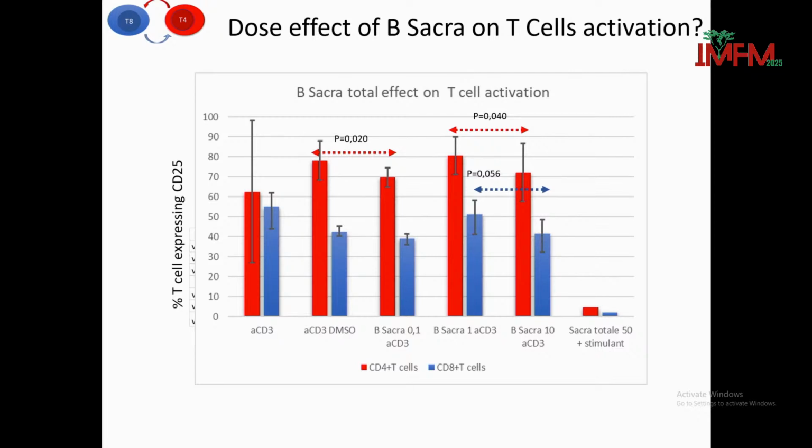If we look at the activation of the two populations I told you about, the CD4 T cells and CD8 T cells, you can see that we have an effect on the stimulation. This is the level of activation of the cells. We always have a difference between CD4 and CD8, but we have a good activation even in presence of DMSO. And if we add Boswellia sacra at different concentrations, we do not see a very big change as compared to Boswellia alone, to DMSO alone.